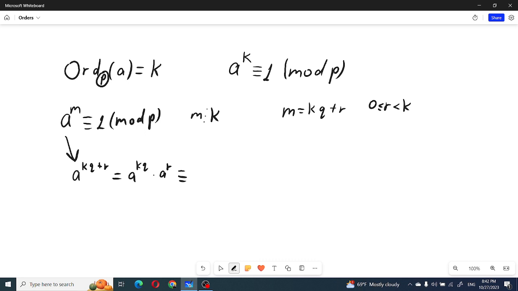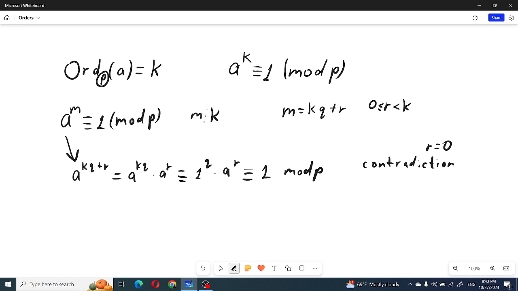Because we know that a to the k equals 1, this equals 1 to the q times a to the r. And if we know that this equals 1 mod p, we have found a number less than k, r in our case, such that a to the r equals 1 mod p, and this is a contradiction of the order statement, because k must be the least positive integer. So r must be 0, and m is divisible by k.